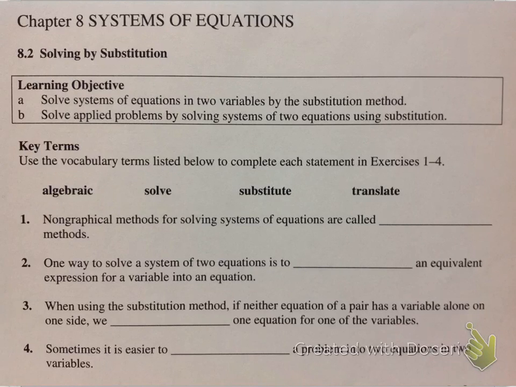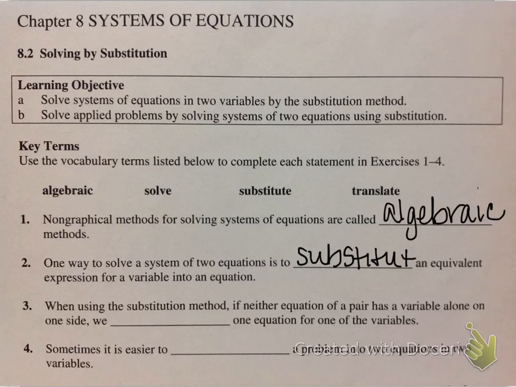Now we're going to look at solving systems by using an algebraic method, specifically substitution. So our key terms: non-graphical methods for solving systems of equations are called algebraic because we use algebra to solve instead of graphing. One way to solve a system of two equations is to substitute an equivalent expression for a variable into an equation.